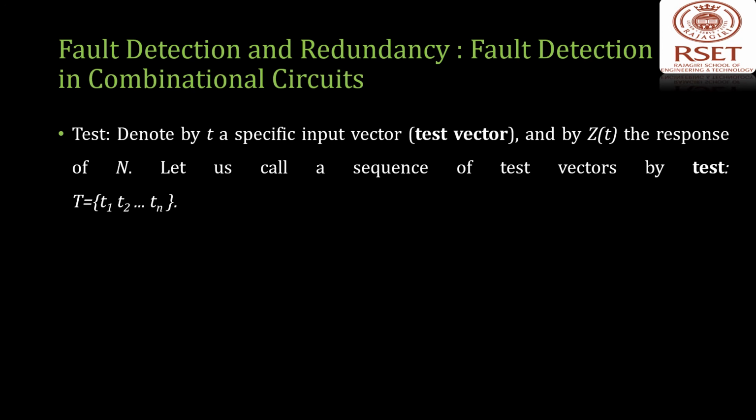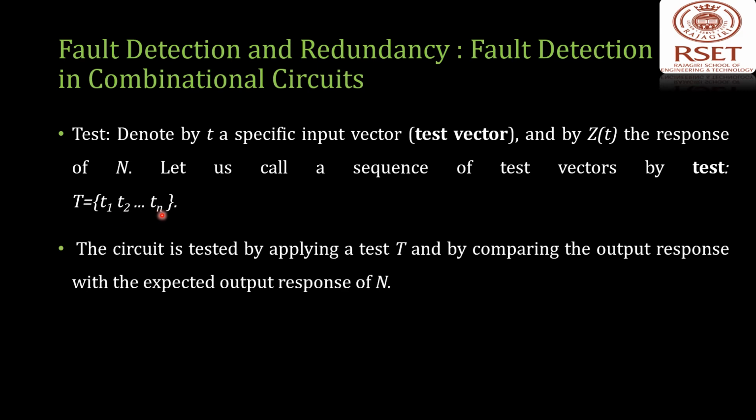Now let's see how a test can be denoted. Usually a test is denoted by t, a specific input vector, the test vector, and the response is denoted by Z(t), where N is the circuit. Then we'll call a sequence of test vectors a test T, which is equal to a set of test vectors t1 till tn. So a circuit is tested by applying a test T and comparing the output response with the expected output response of N.